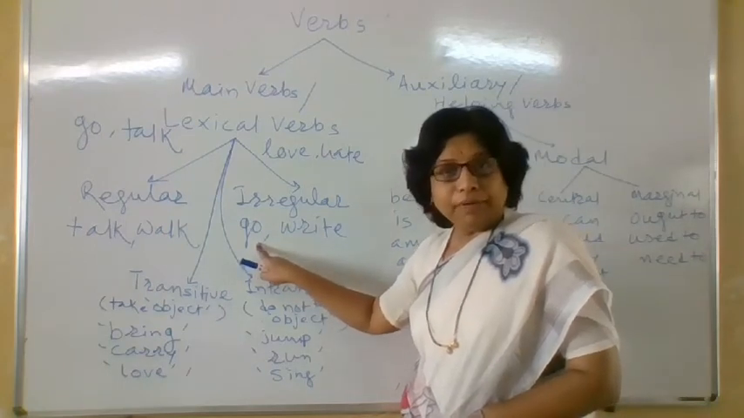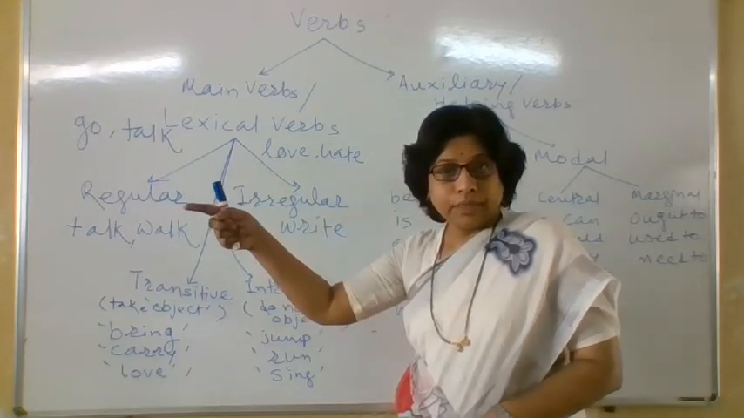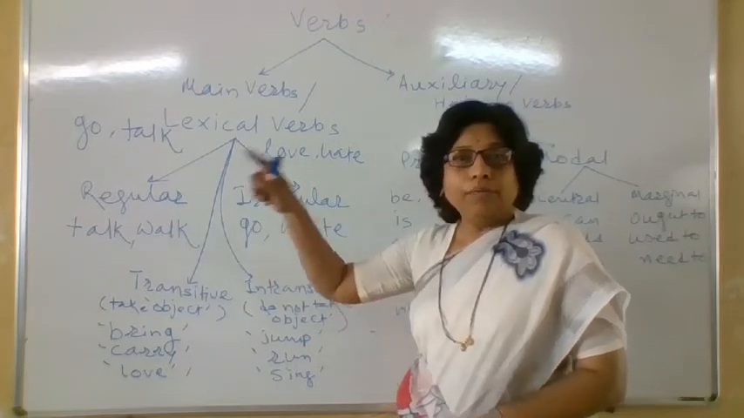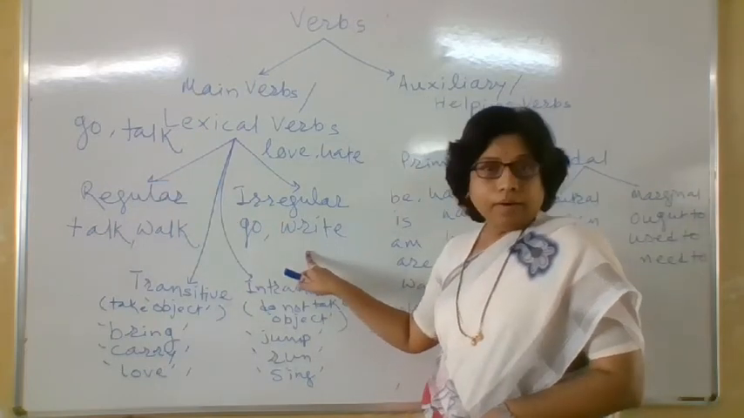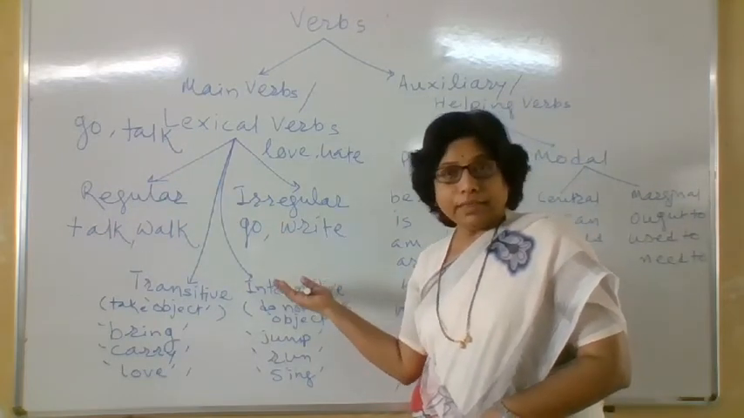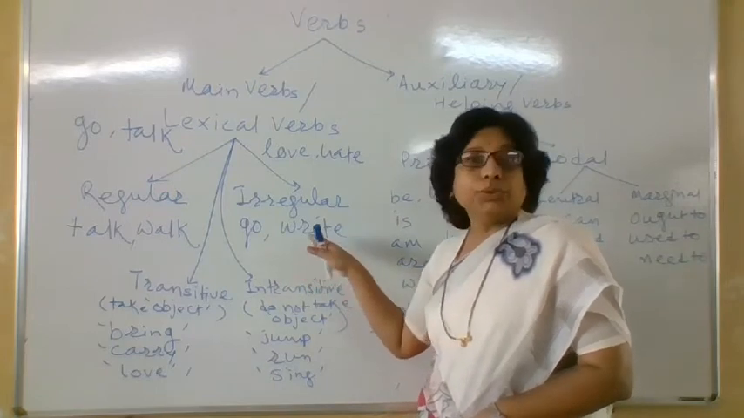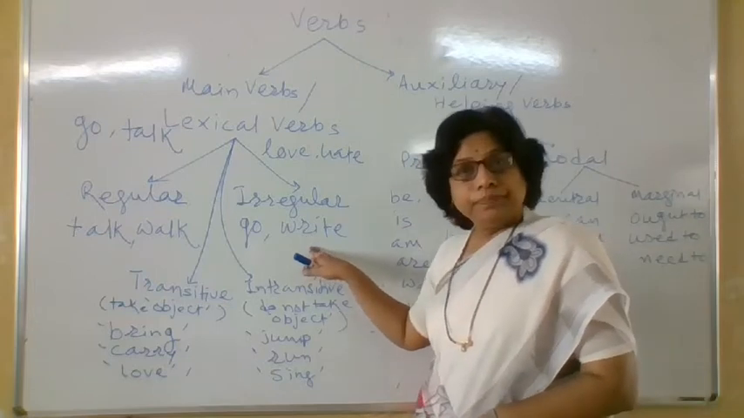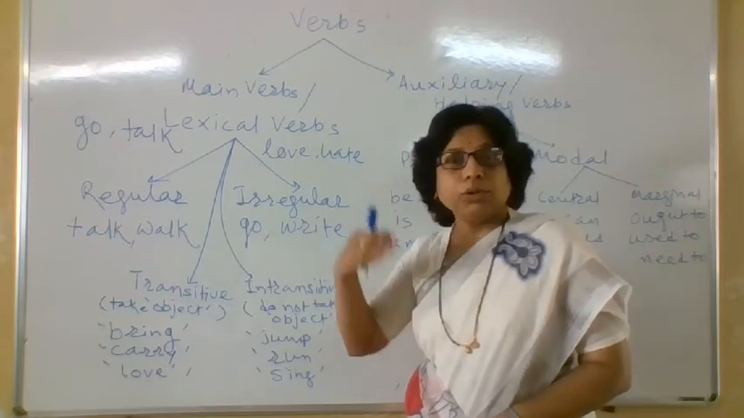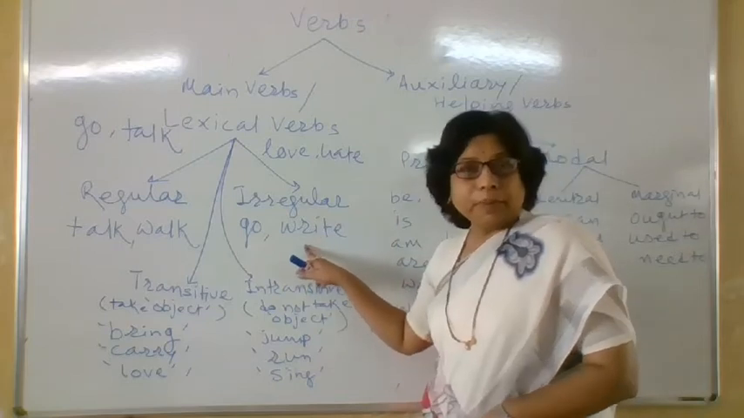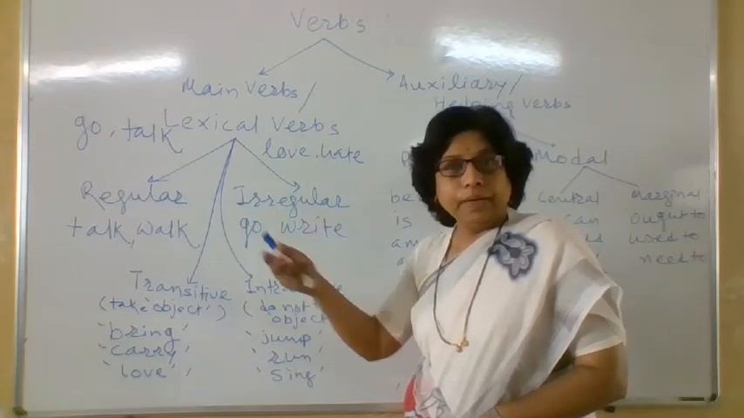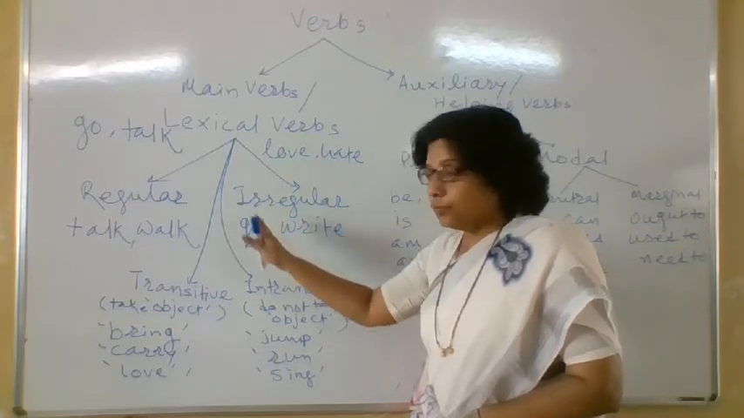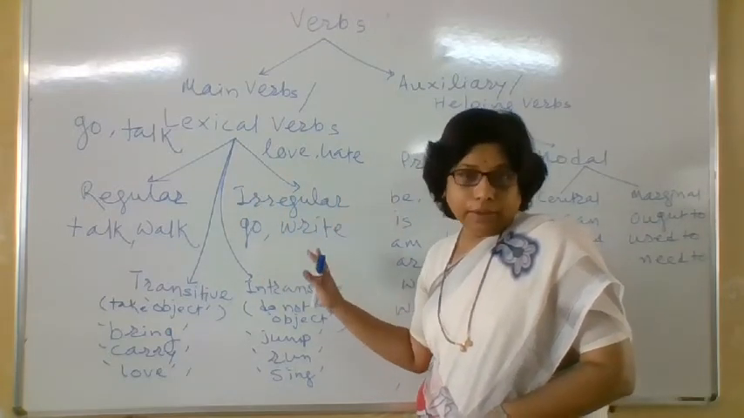The past participle form is gone. It's not goed, right? It is gone. Go, went, and gone, right? Same is the case with write. It is also an irregular verb because the past tense of to write is wrote and the past participle is written, an irregular way to have different forms of these verbs. So they are known as the irregular verbs.